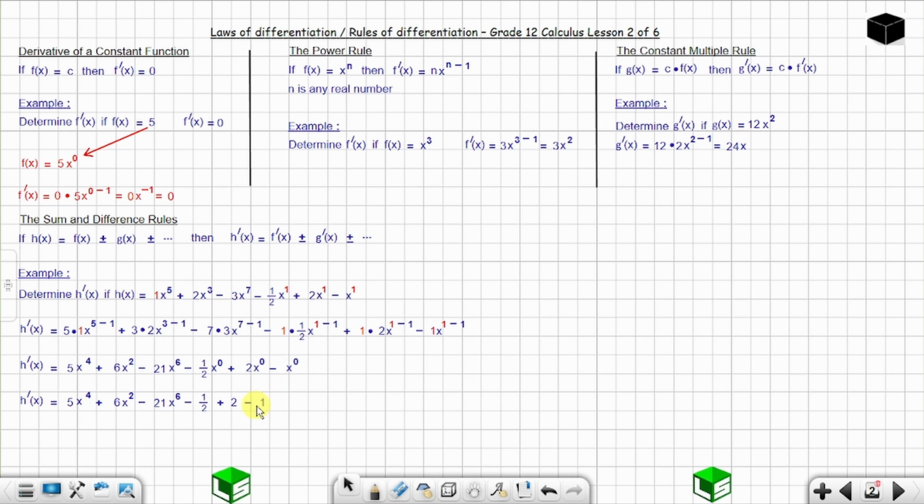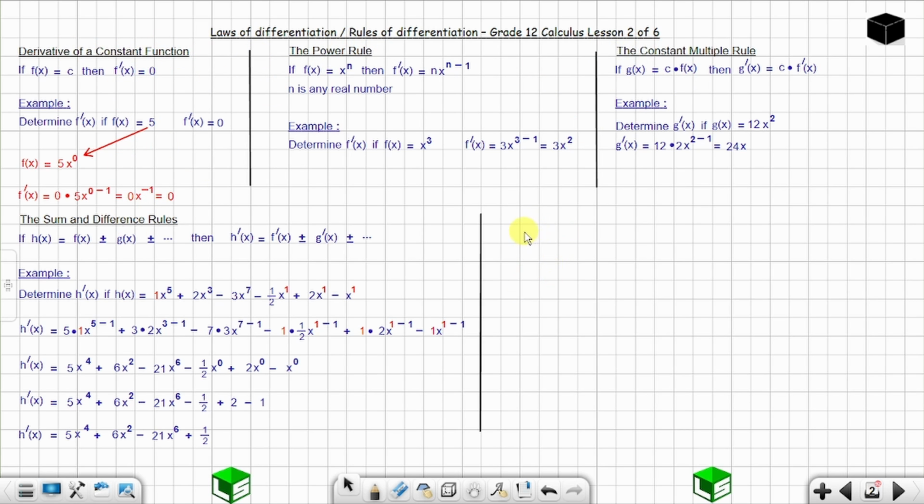Okay, so this is 1, right? I hope you understand that everything to the power of 0 is equal to 1. Okay, let's carry on. H prime of x is equal to, so you have this part, right? And you have these are like terms. So you have 2 minus 1, which is 1, and then 1 minus a half. So you have plus a half. Okay, so this is the final step. So you have to know all these rules, right? You have to know this, this, and this.